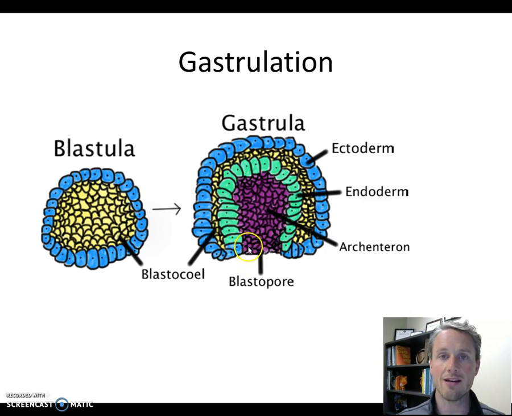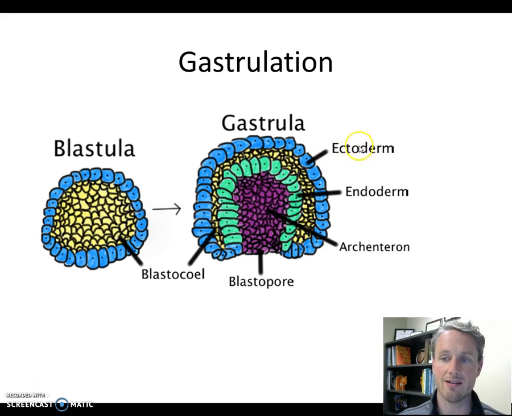The hole we create is called the blastopore. Right? So by pushing in the cells, we create a hole. That's the blastopore. And again, we've created two different layers of cells, the cells on the outside, and now we've got this layer of cells on the inside. We give those layers of tissue different names. On the outside, we call it the ectoderm. Okay? On the inside, we call it the endoderm.